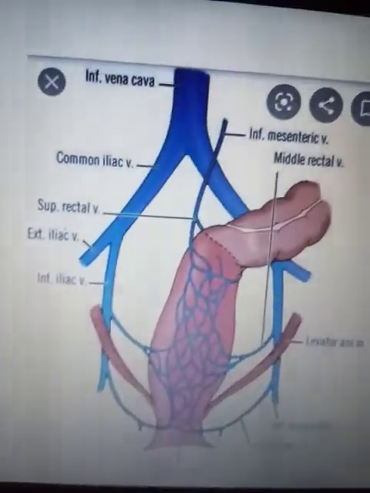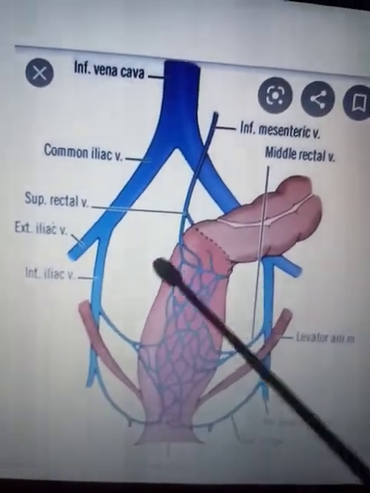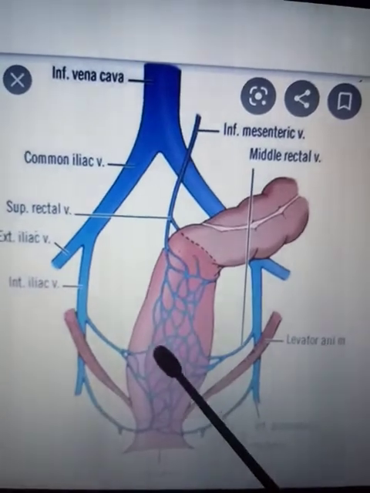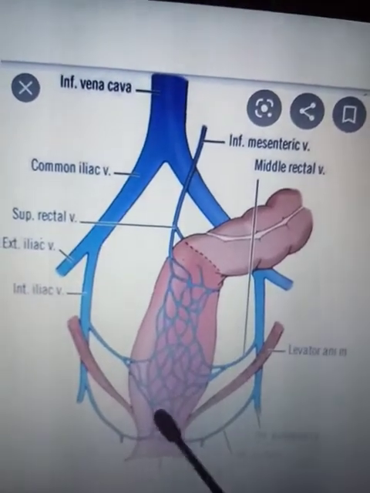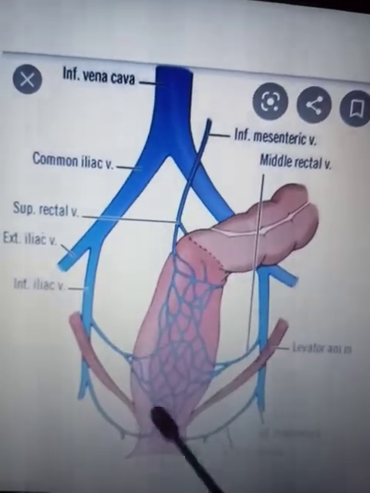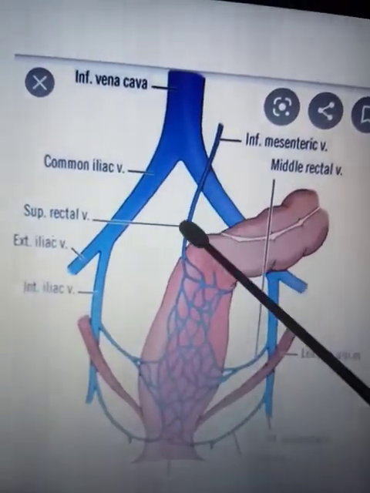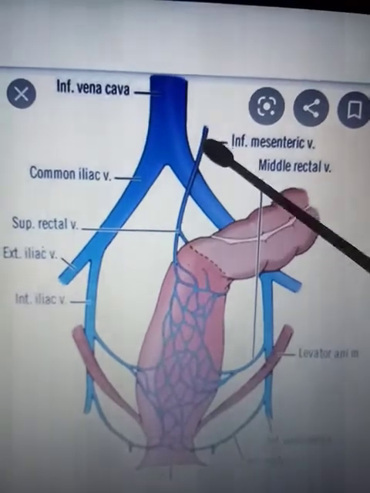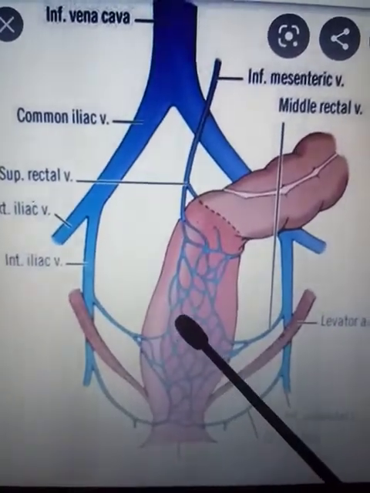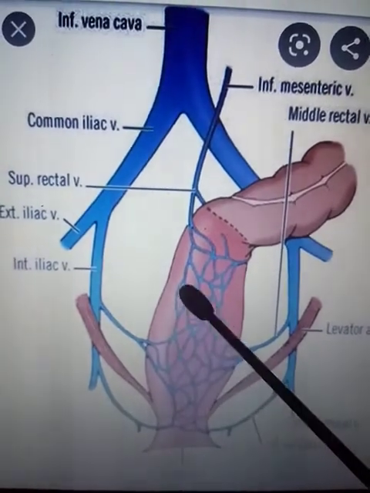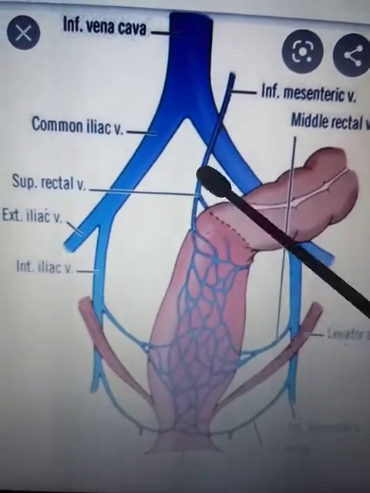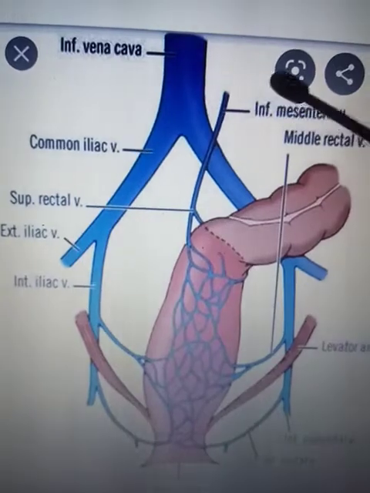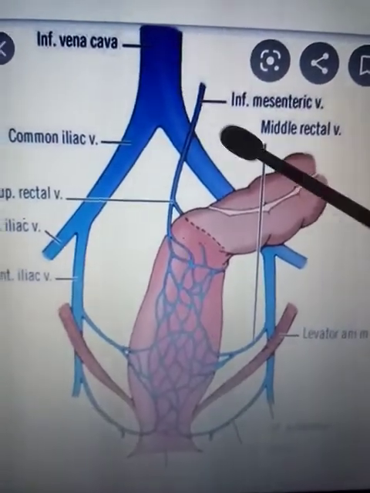Then the venous drainage. How will the venous drainage occur? Here in the rectum there is the internal venous plexus. This internal venous plexus forms 3 veins going upward, which merge to form the superior rectal vein, and they drain into the inferior mesenteric vein. For the venous drainage, you have this internal venous plexus in the anal canal, which merges to form 3 veins, which unite to form the superior rectal vein, and that drains into the inferior mesenteric vein.